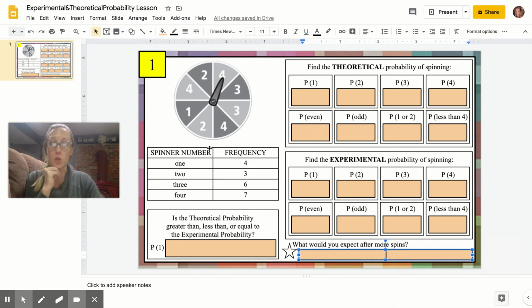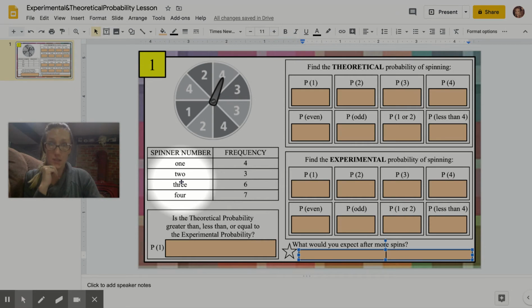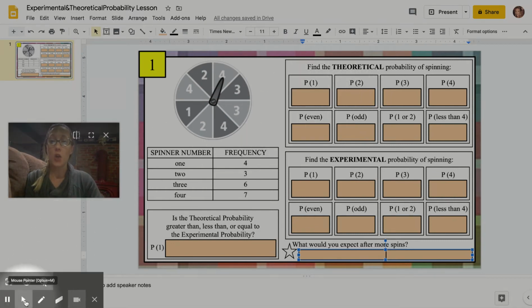I'm actually not even going to look at this table yet. We look at the table when we are actually doing experimental probability. And the first thing I want to do is I just want to think. I want to look at this spinner and I want to think what might happen because that is theoretical probability. Okay. So let's talk about what actually might happen when we are using this.